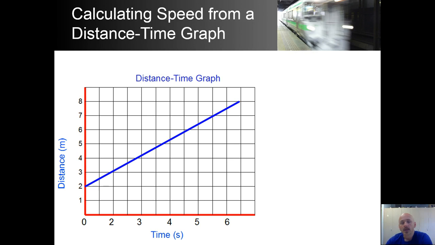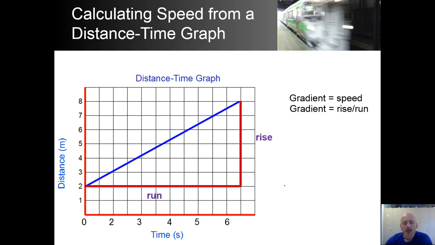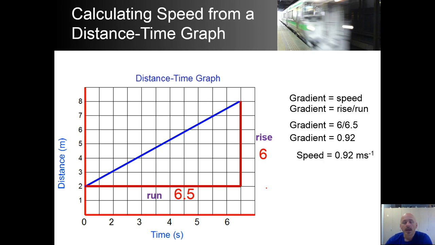Let's take a look at another one just to practice. Distance time graph. Gradient equals speed, gradient equals rise over run, so we draw a triangle underneath here, and notice I've drawn this triangle right at the start this time, going across and up. So our rise is 6, run is 6.5. We plug that in, gradient equals 6 divided by 6.5, and our answer is 0.92. And our speed then is 0.92 meters per second.